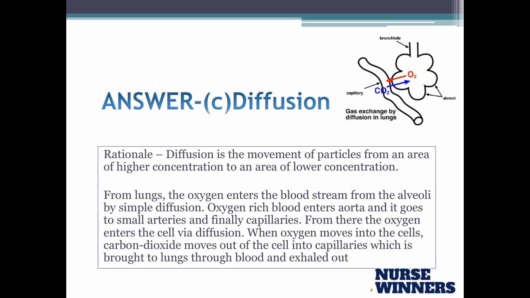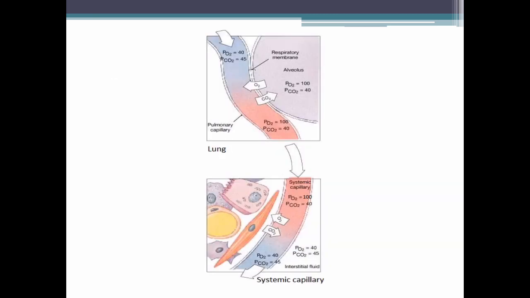From the lungs, the oxygen enters the bloodstream from the alveoli by simple diffusion. Oxygen-rich blood enters the aorta and goes to small arteries and finally the capillaries. From there, the oxygen enters the cell via diffusion. When oxygen moves into the cells, carbon dioxide moves out of the cells into the capillaries, which is brought to the lungs through blood and is exhaled out.